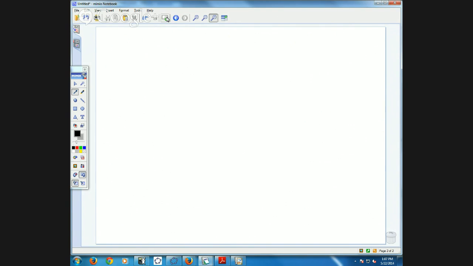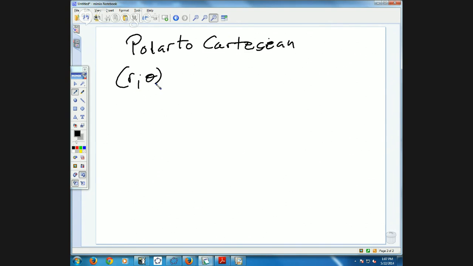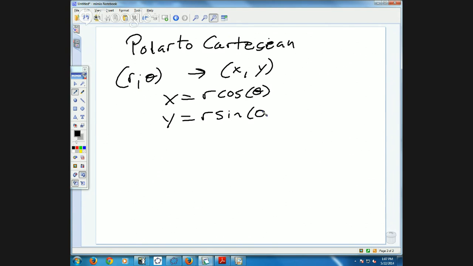So you do need to know the following. If you want to convert something from polar to Cartesian, which is the x and y stuff, that means we're taking something like (r, theta), and we want to change it into something (x, y). Then here we have that x is equal to r cosine theta, and y is equal to r sine theta. So that's for converting points.